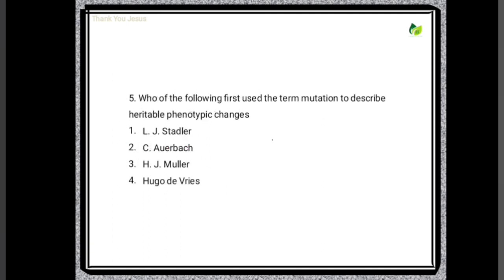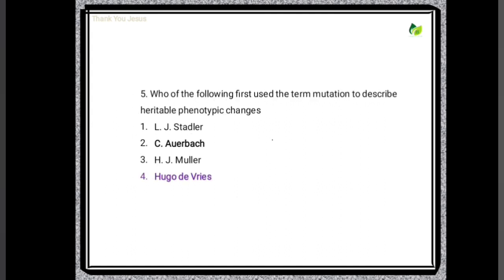Who of the following first used the term mutation to describe heritable phenotypic changes? Options are L.J. Stadler, C. Auerbach, H.J. Muller, Hugo de Vries. The correct answer is Hugo de Vries.